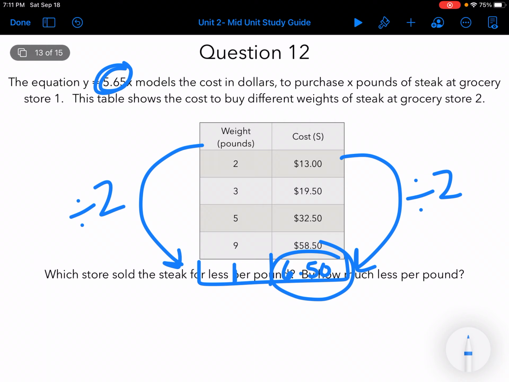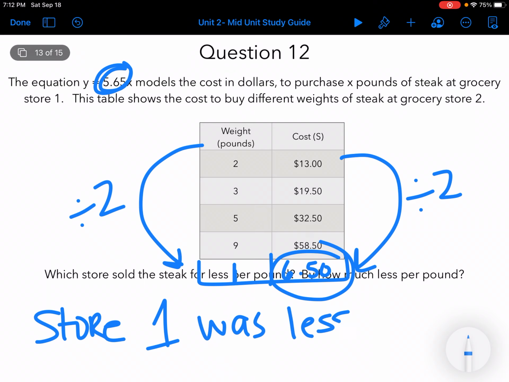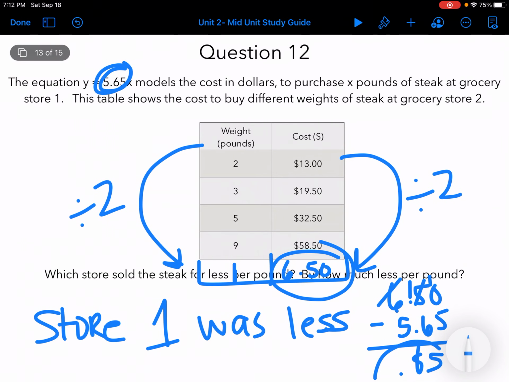So they want us to know which one was less. Store 1 was less, and they want to know how much less per pound. So I'm going to do $6.50 minus $5.65. 85 cents less per pound.